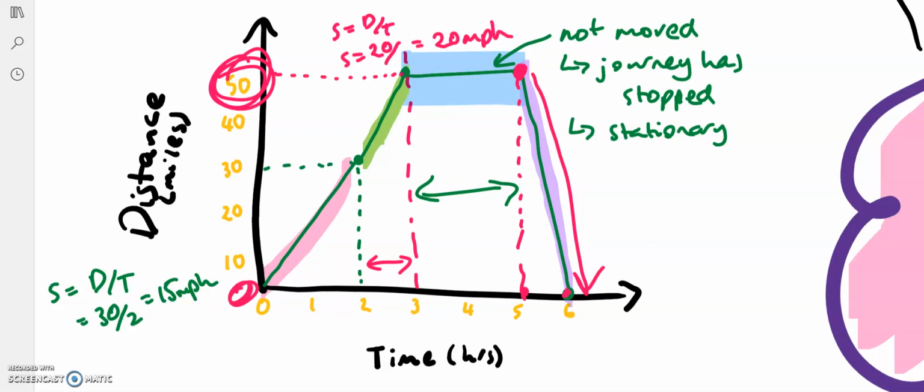Do you notice that this line here is the steepest? Steeper lines indicate quicker journeys. Okay, so the steeper the line, the faster the journey.